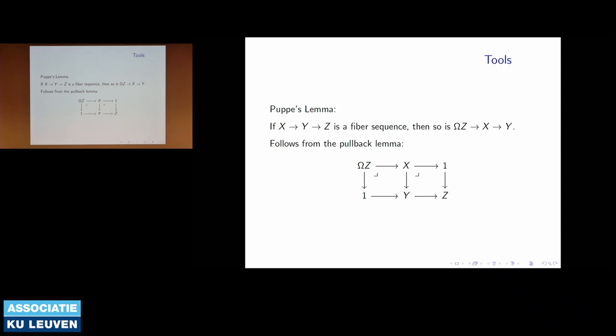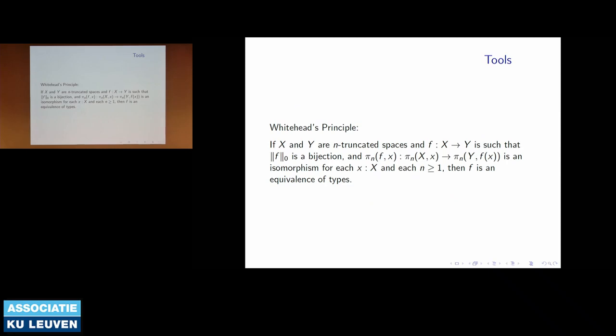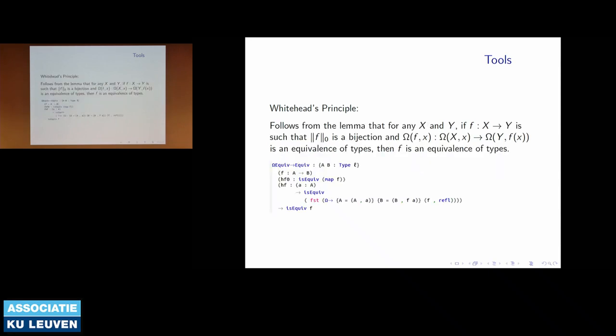All right. Second tool is Whitehead's principle, which says that if x and y are n-truncated spaces, and f from x to y is such that the set truncation of f is a bijection, and pi n of f at x, from the nth homotopy group of x pointed at x to the nth homotopy group of y pointed at f of x, is an isomorphism for each x and each n greater than or equal to 1, then f is an equivalence of types.